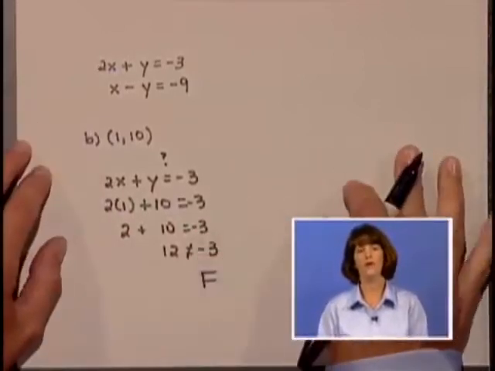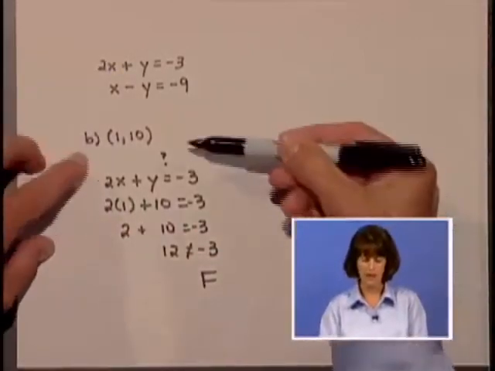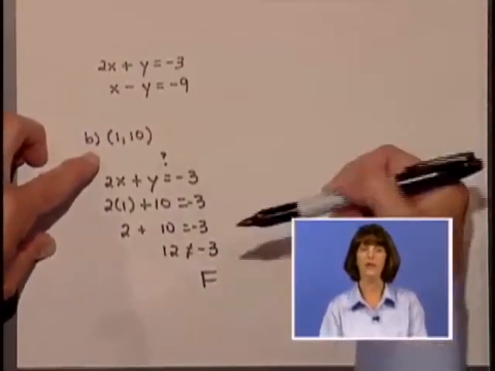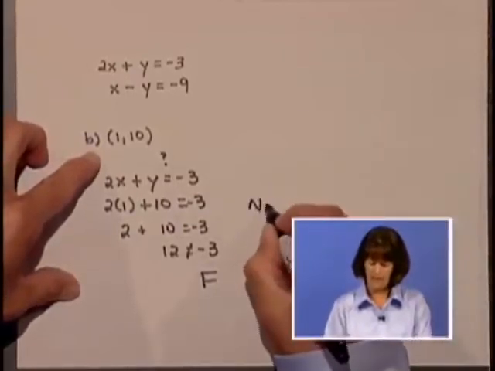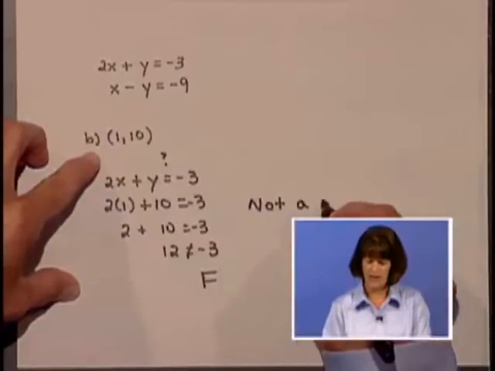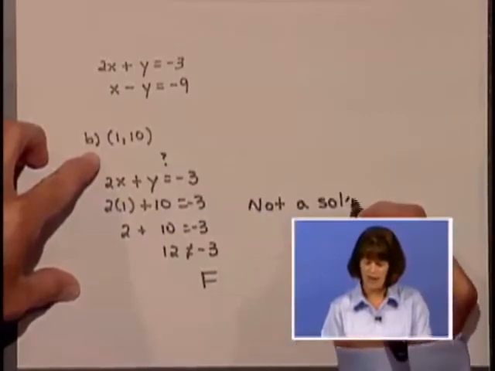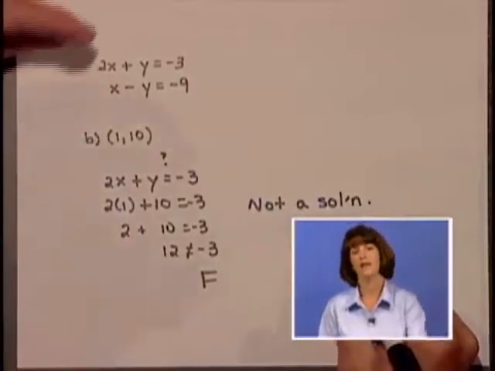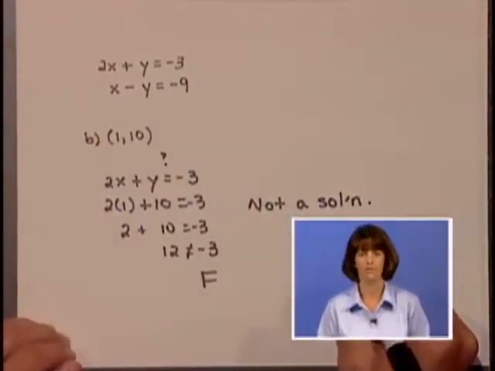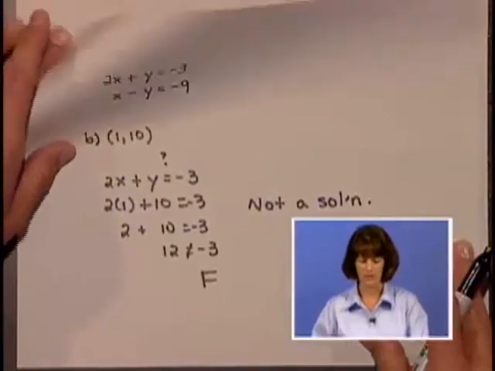We don't have to go any further on this one. We can see that the point does not satisfy both equations. And so the point (1, 10) is not a solution. Remember that for a point to satisfy or be a solution of the system, it has to work in both equations. This one also is not a solution.